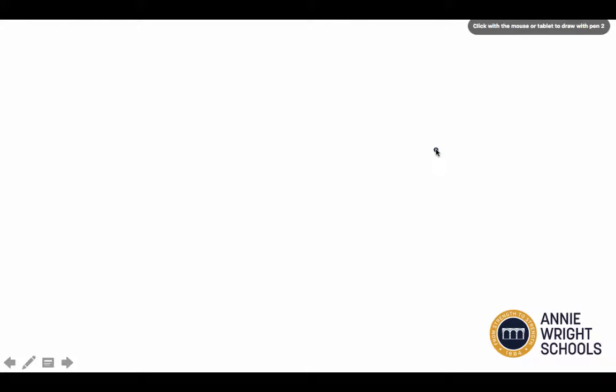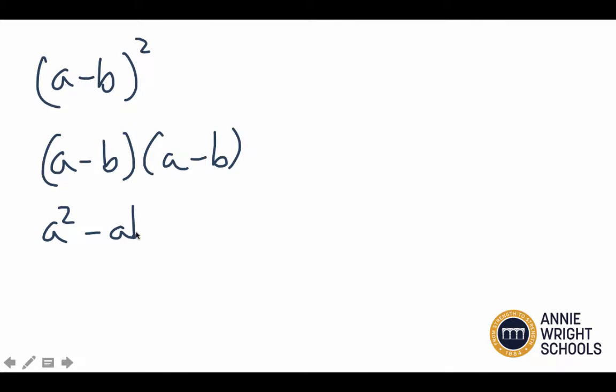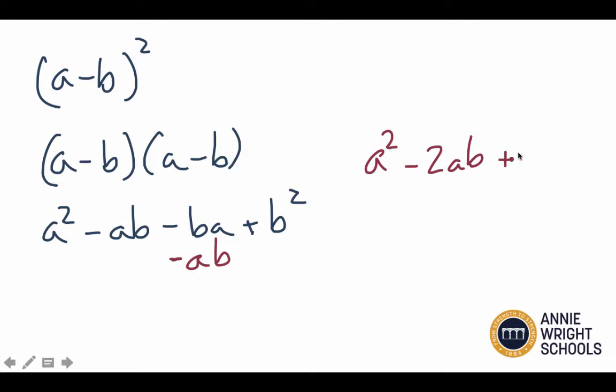The exact same thing can be said for a minus b quantity squared. The only difference there is now the middle terms are both negative. So when you multiply this out, you get a squared minus ab minus ba, but plus b squared because a negative times a negative is positive. Now rearranging to get like terms, this is minus 2ab, and now the formula is a squared minus 2ab plus b squared, and that comes from a minus b quantity squared.